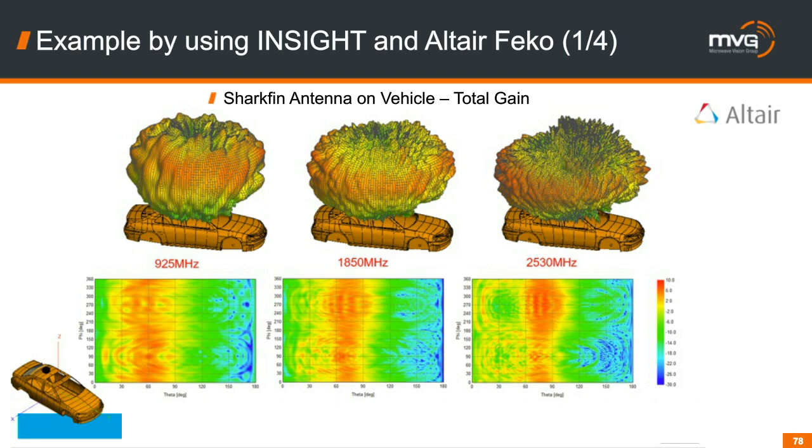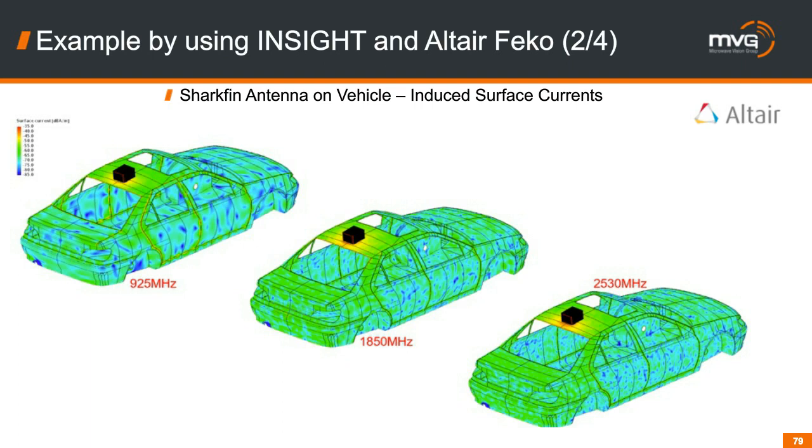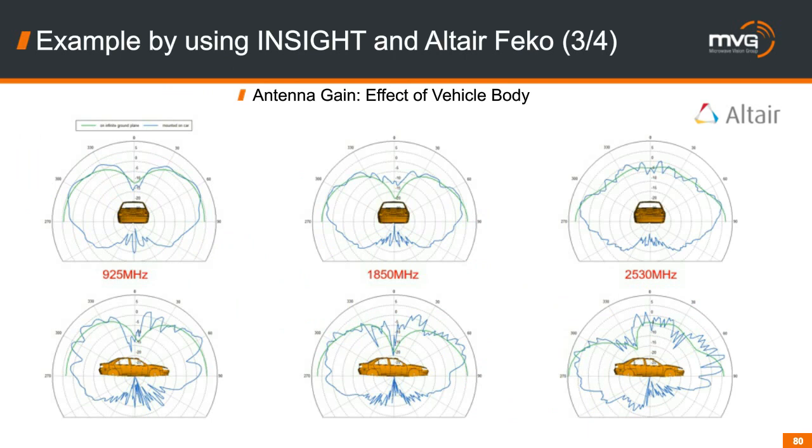In this slide, the three-dimensional and two-dimensional radiation patterns are shown at all the three investigated frequency points, showing the variation versus frequency. Then also the induced surface current by the antenna on the vehicle has been simulated as shown in the slide. The effect of the vehicle body has also been investigated at all the three frequency points. Comparison between considering or not the vehicle body in the simulation is here recorded in terms of radiation patterns. Antenna radiation has been analyzed on the two principal cut planes.